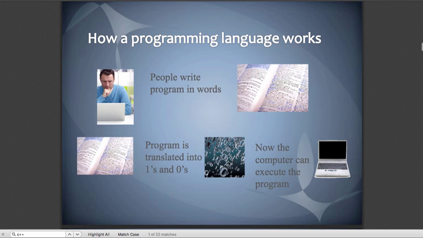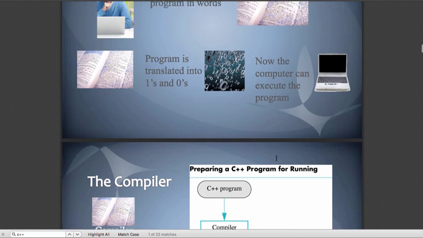So this is how a programming language works. We humans write our program in words. We then take those words and we send them to a new program called a compiler. This compiler works as a translator and translates our high-level language, such as Java, into ones and zeros, called machine code, that the computer can then understand and execute.